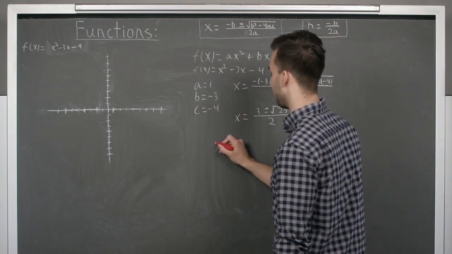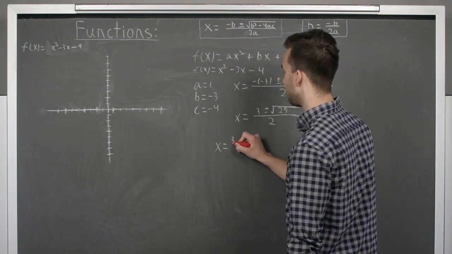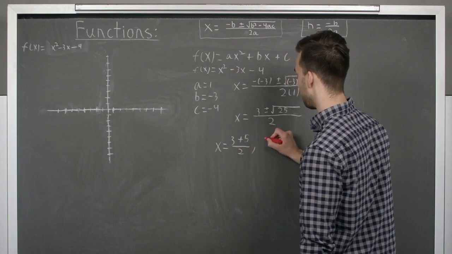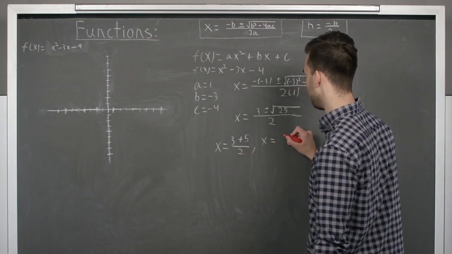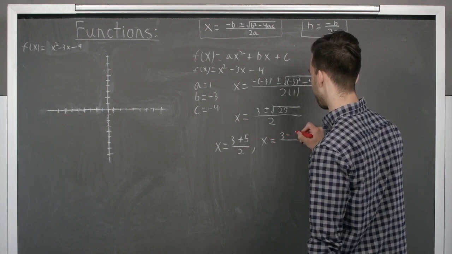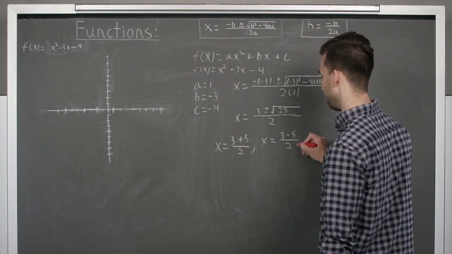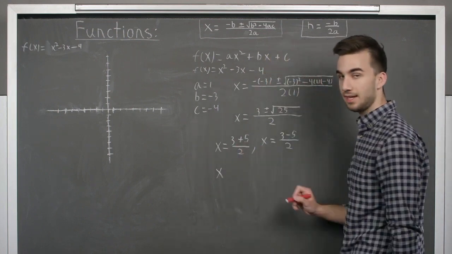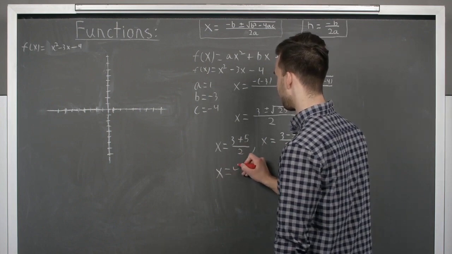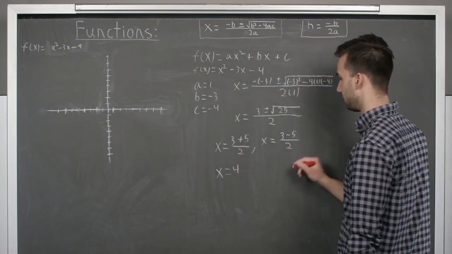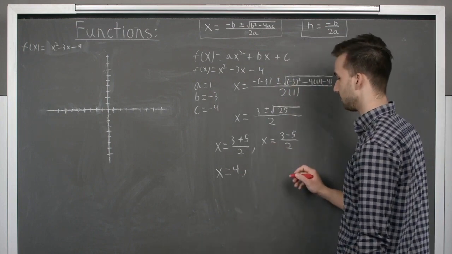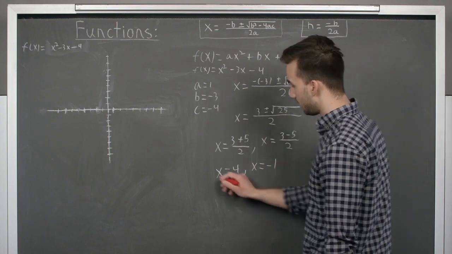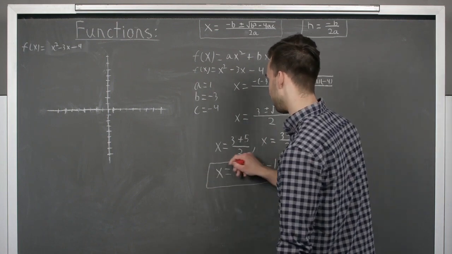So for the plus, we have x is equal to 3 plus 5 over 2. And x is also equal to 3 minus 5 over 2. So if we finish simplifying this, 3 plus 5 is 8. 8 divided by 2 is 4. And 3 minus 5 is negative 2. Negative 2 divided by 2 is negative 1. So these are our solutions for the quadratic function.